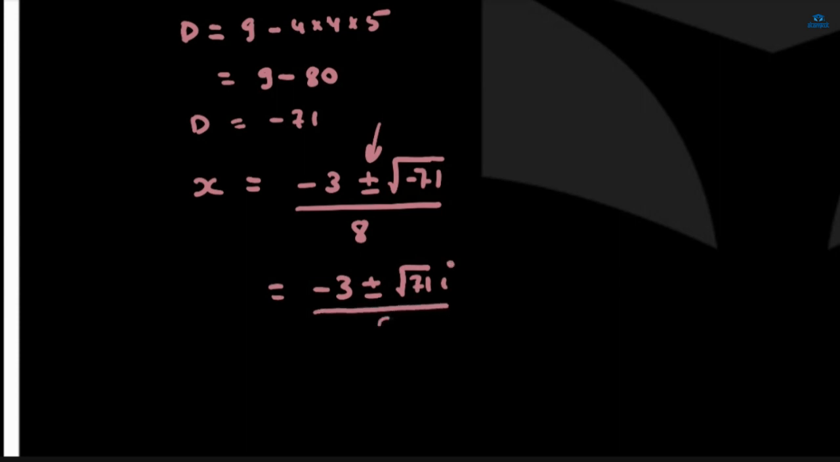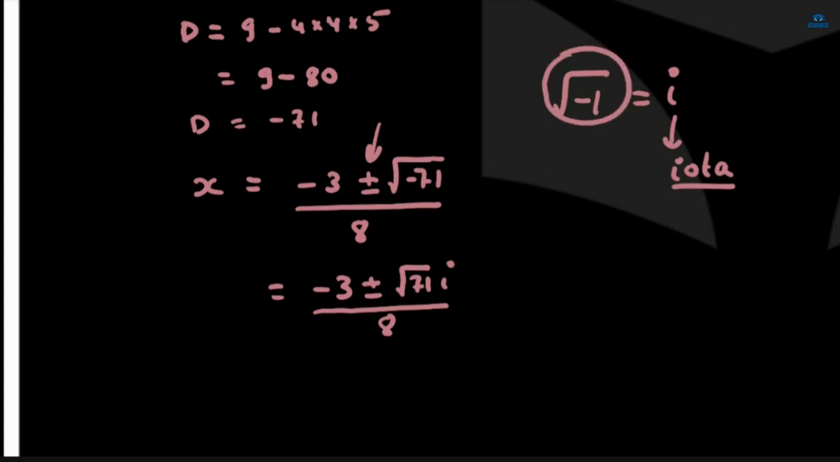Why i here? Because if there is minus 1 inside the root, then this is called i. This is called the imaginary number iota. This is an imaginary number, which you cannot find. You cannot find the value of root minus 1. Can you find it? No, we cannot find it because inside the root it's minus.